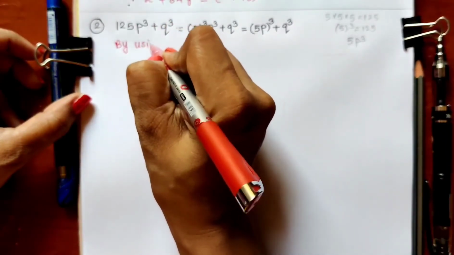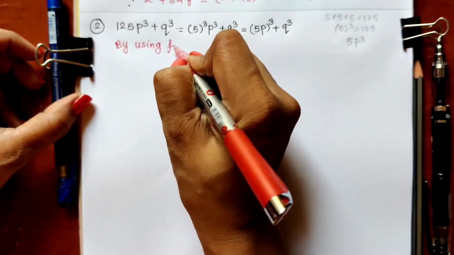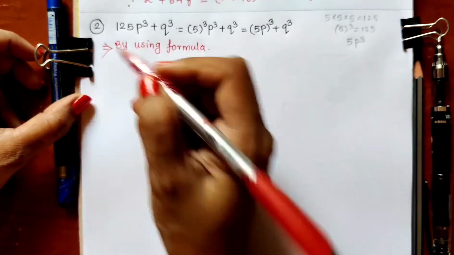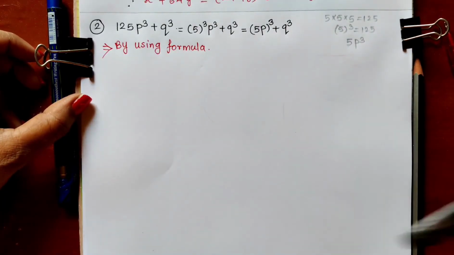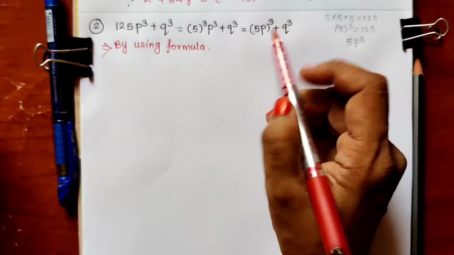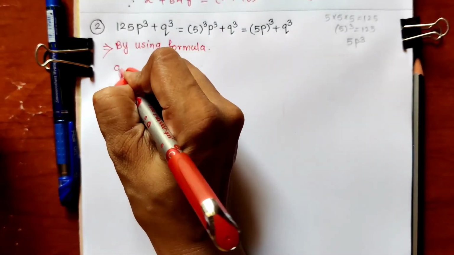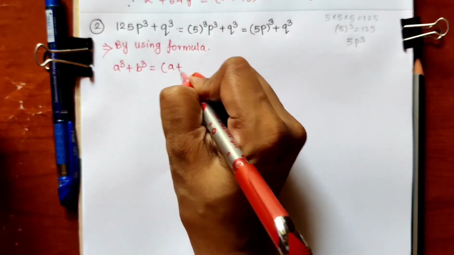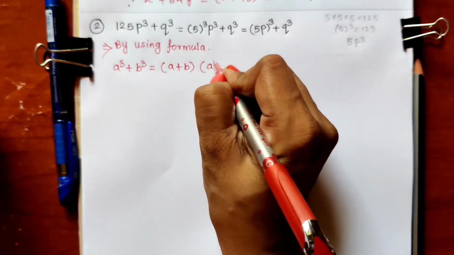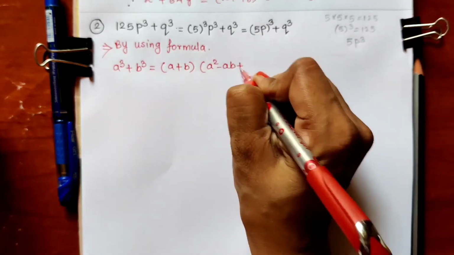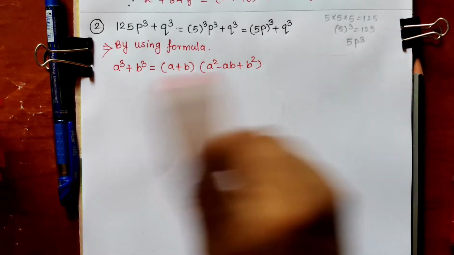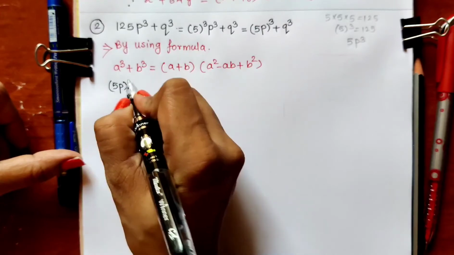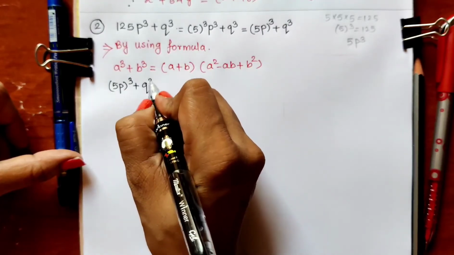Now we can use the formula. For using the formula we have to write this sum, but before that we will write the formula. a cube plus b cube is equal to, in the first bracket, a plus b, and in the second bracket a square minus ab plus b square. Now we will write this sum, 5p whole cube plus q cube.